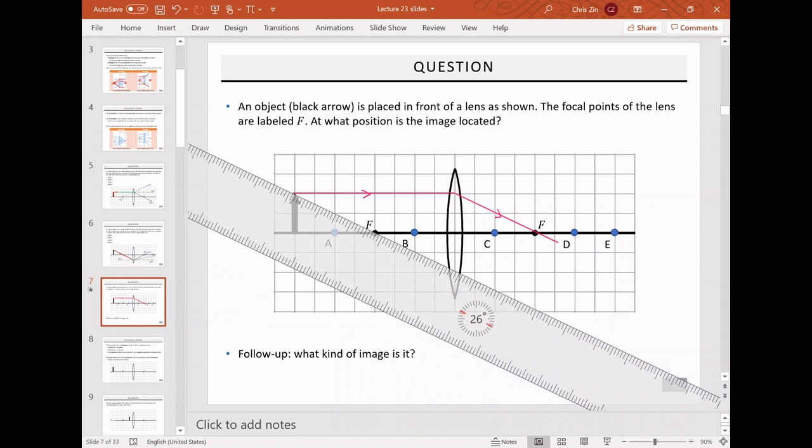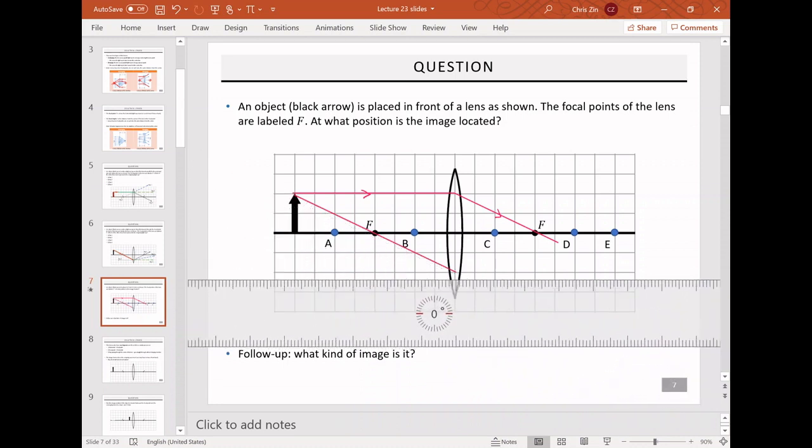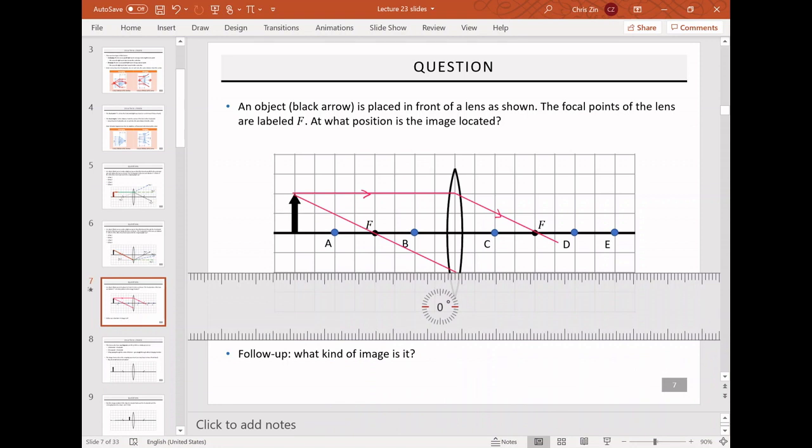The ray that starts at the top of the candle and goes through the focal point on the left side of the lens will refract and end up being horizontal. So the outgoing ray in this case would look like that.